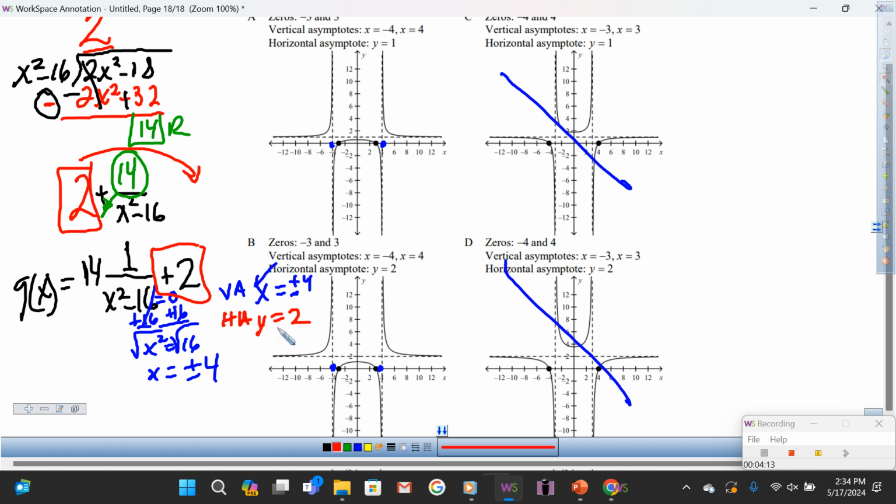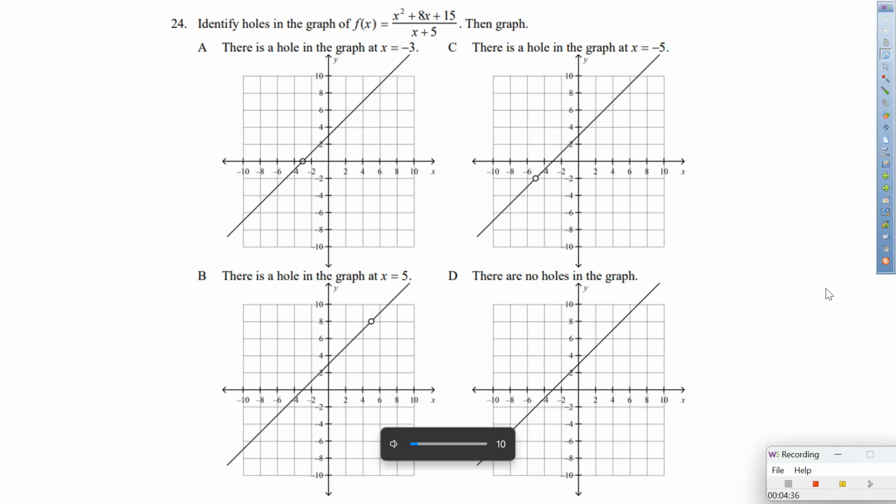Let's go to y equals 2. Is this one going through y equals 2? Let's see. Yes, right there. Is this one? No, this one is at 1, so it's not that one. Correct answer is B. Woo-wee. Are we doing good? All right, send me your notes.